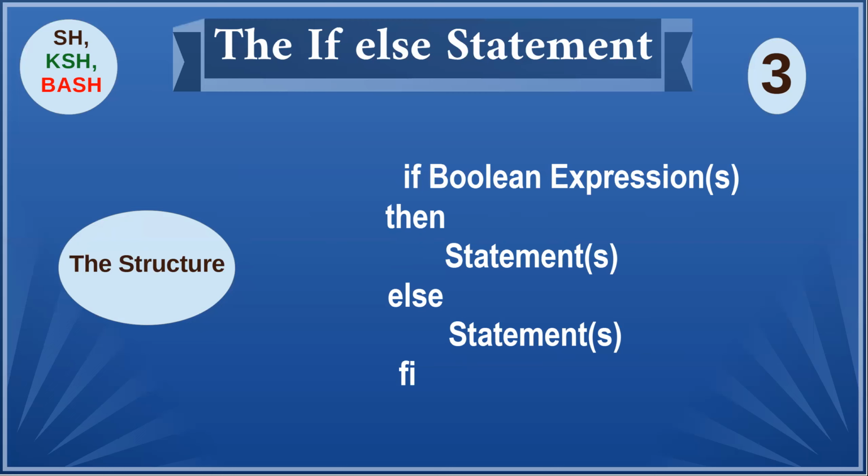And these statements could be an assignment statement, could be function calls, could be another if statement, could be a while loop or for loop, or could be anything. Could be a command that you could be running, all of that. The else part is basically going to be executed if the Boolean expression becomes false. And this is the structure for it.